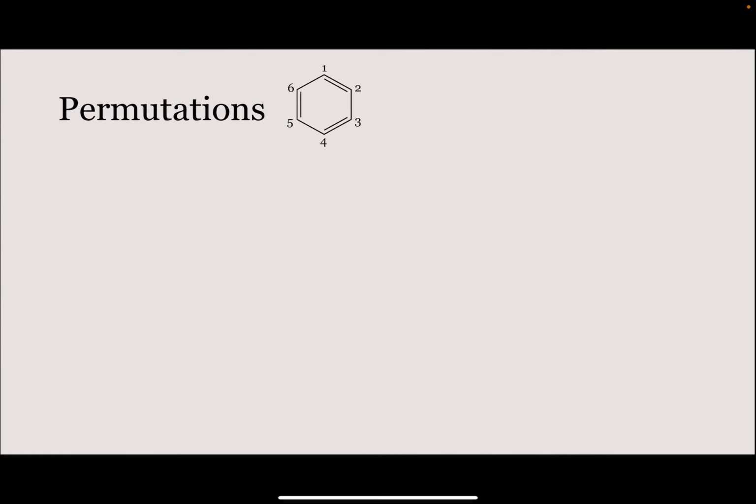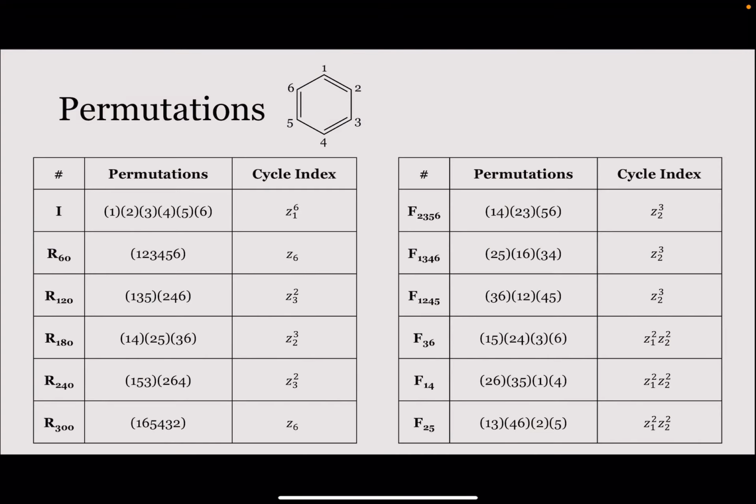Okay, so the way that we apply Polya's theorem is, the first thing we need to do is take a look at all the different possible permutations. Here are all the different permutations that we could have for our benzene ring, including our identity operation, our different rotations, R60 through R300, and our different flips. We start with our identity, which is just the benzene ring as itself. All our different rotations just rotate our benzene ring around. And the different flips include either a flip along the sides or a flip right through the vertices themselves.